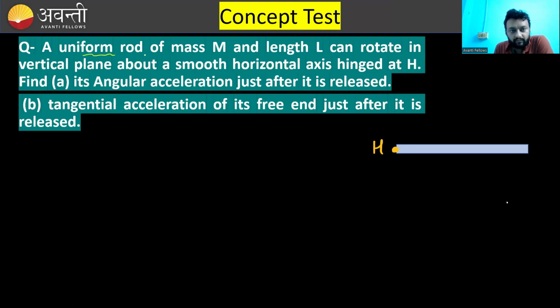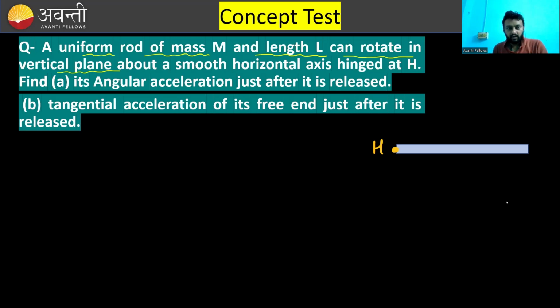A uniform rod of mass m and length L can rotate in vertical plane. First of all, the vertical plane is what? This is the vertical plane. It can rotate in this plane. For example, this is a rod. It can rotate in vertical plane like that. If it says it can rotate in horizontal plane, then it will rotate like that. These are the things that you need to know actually. Clear? This is the vertical plane.